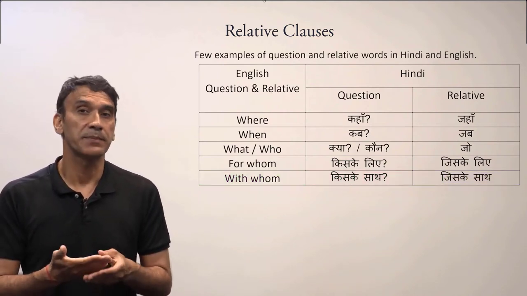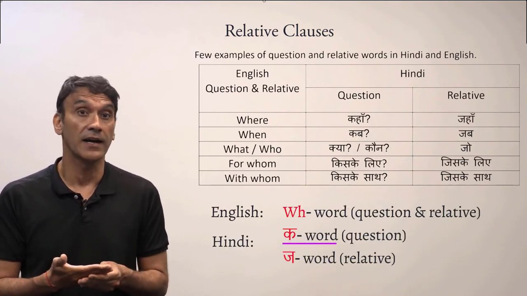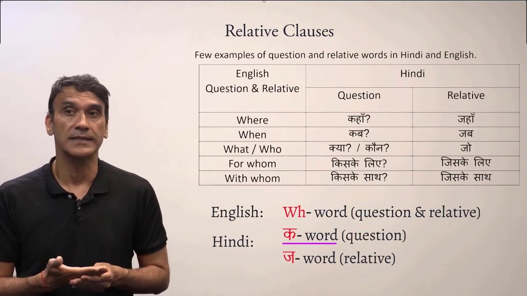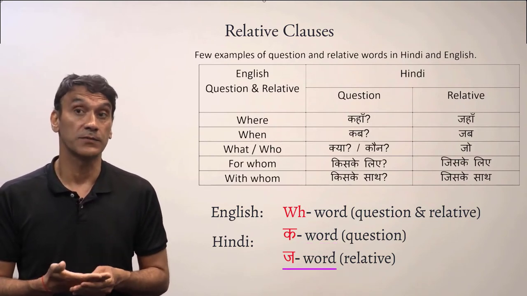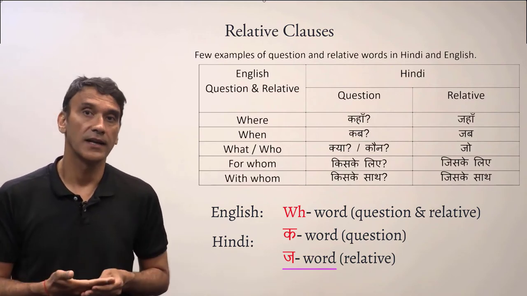Here in Hindi, you can see a pattern. In Hindi, all the question words start with ka, like kahan, kya, kab, kiske saath, kiske liye, and all the relative words start with ja: jahan, jab, jo, jiske liye, jiske saath, etc.